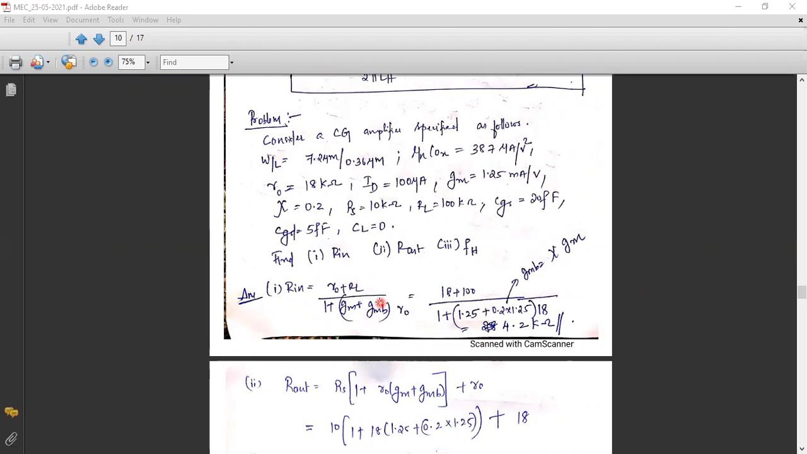What about GMB? The equation for GMB is given here: chi into GM, which we have already discussed in the body effect. Transconductance due to the body effect is the product of the original transconductance multiplied by the given value of chi, that is 0.2. So GMB is 0.2 into 1.25, whole multiplied by R0, that is 18. Just make use of your calculator and let me know whether you got the same answer, 4.2 kilo ohm.